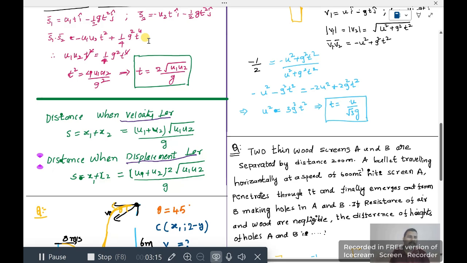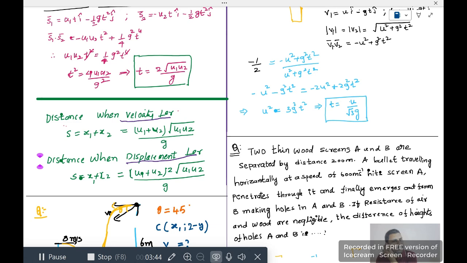From the above diagram, when velocity vectors are perpendicular, the displacement or distance between the particles is x1 plus x2. Displacement means x1 bar minus x2 bar, that is s1 and s2, which I have already explained above. So distance means the addition x1 plus x2. The horizontal distance between those two particles after some time is u1 plus u2 into t.